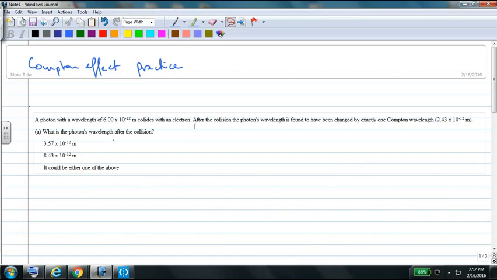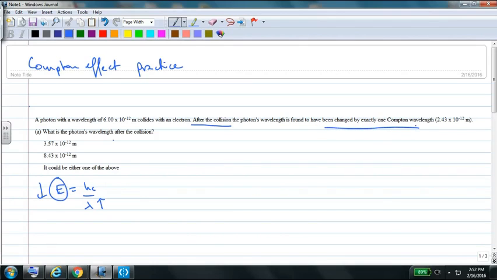So after they collided, the photon lost some energy, right? And so if it lost some energy, the way that I think about it is that since E equals hc over lambda, if this goes down, that means this goes up. So the wavelength must have increased. And so if it was changed by exactly one Compton wavelength, then I think of the new one as being equal to this.